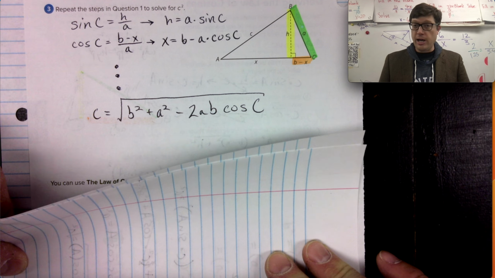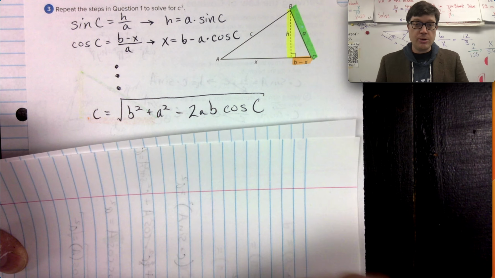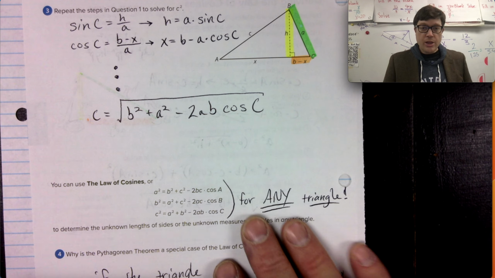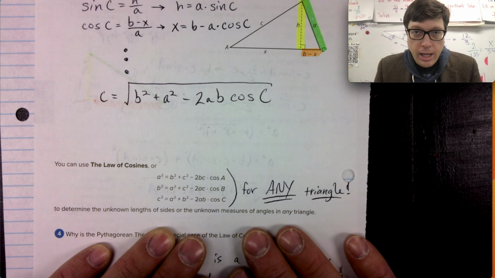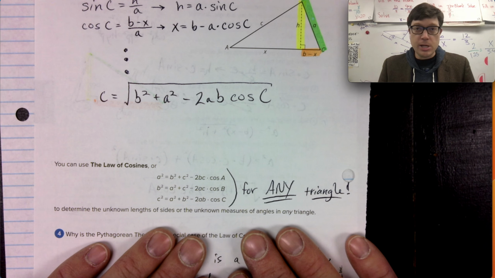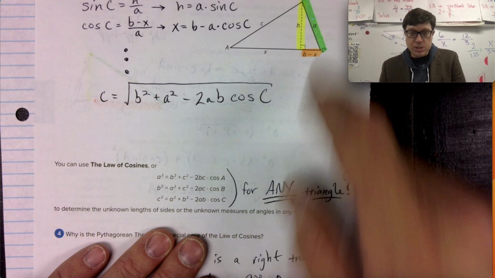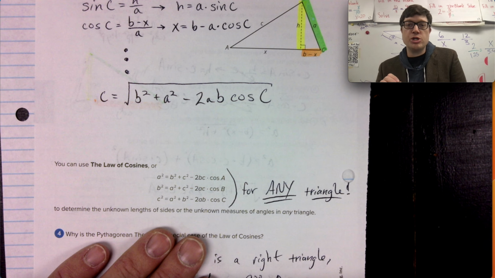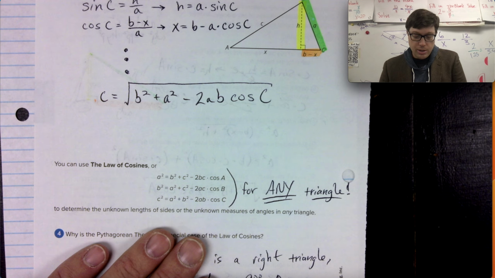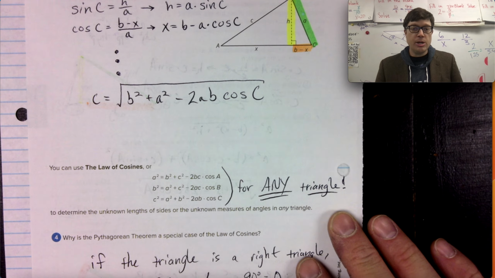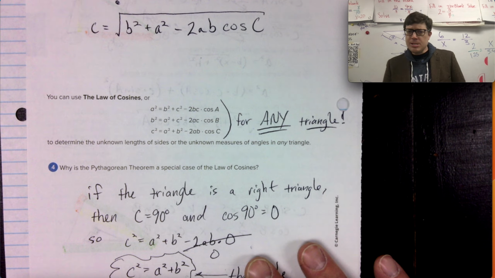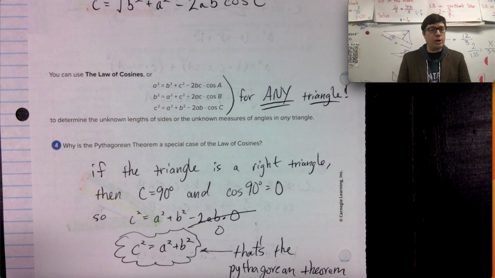We have a formula for A, B, and now C. That's right. This works for any triangle. Any triangle. Obtuse, acute, right, whatever. You have to know 2 sides and the angle between them, and you have enough information to find the missing side length, of course the missing angles, but you're able to calculate. This is, in fact, actually the Pythagorean theorem.